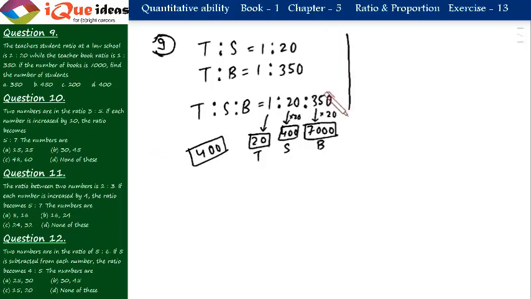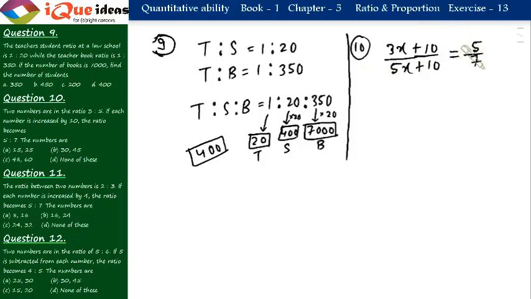Question number 10. Still, it is one of the previous questions. It said two numbers are in the ratio 3:5. Each number is increased by 10. The ratio becomes 5:7. That means the numbers are. Okay, so let's assume the original numbers to be 3x and 5x. I'll directly write this relation, 3x and 5x. Both are increased by 10. So add 10 to both of them, and the new ratio becomes 5:7.